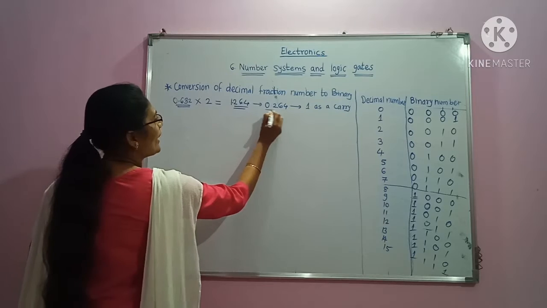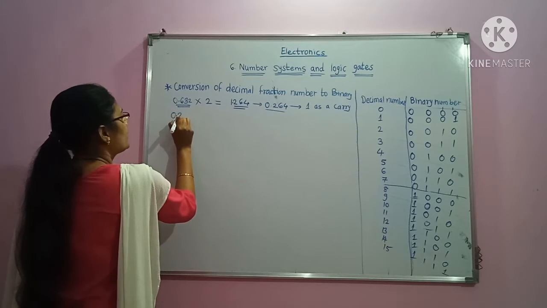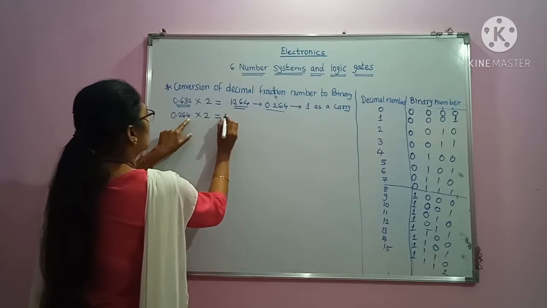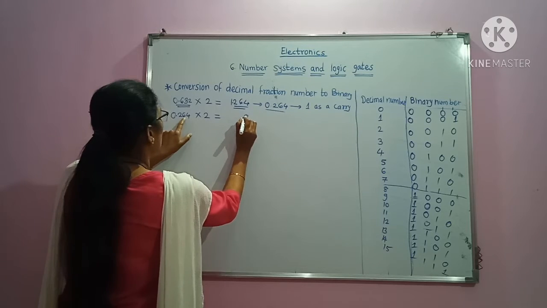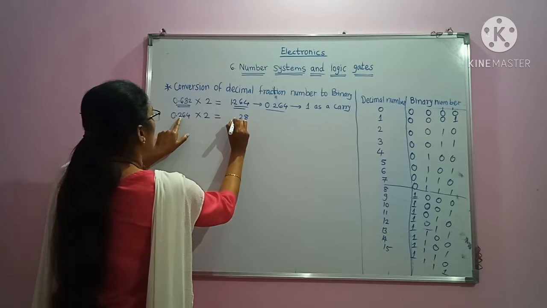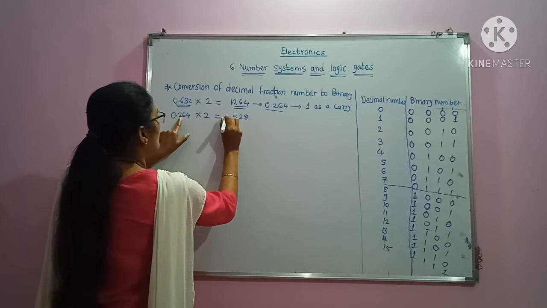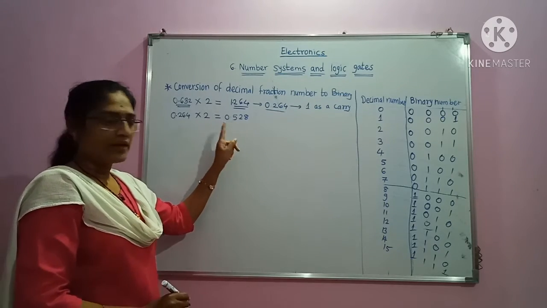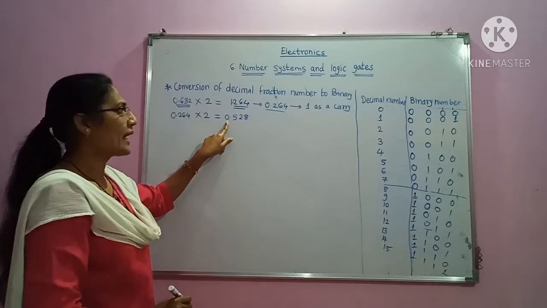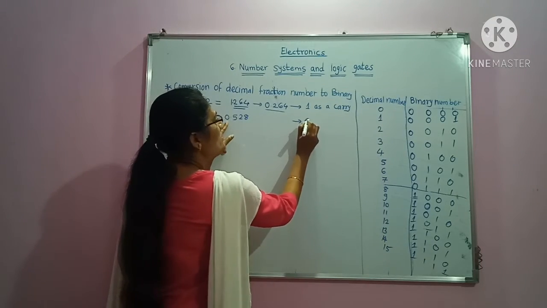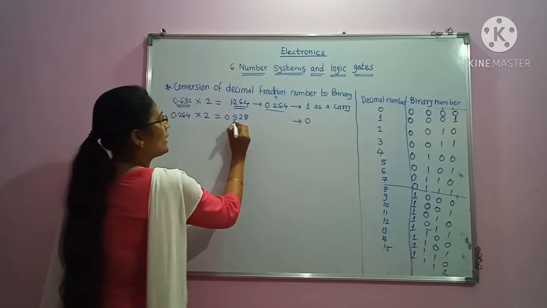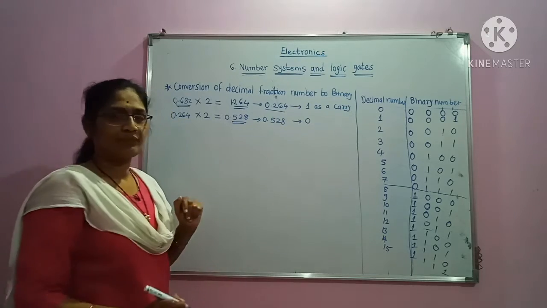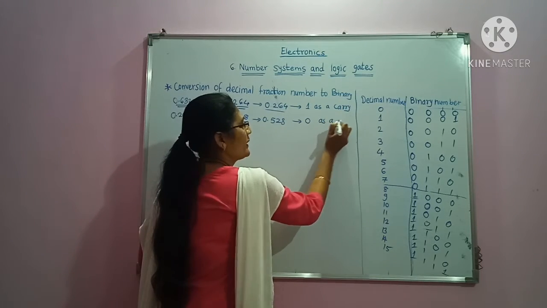Now we have obtained this fraction. So I have to write here this fraction. Again I have to multiply it with 2. So I have obtained this number or this fraction. Here there is no carry. Carry is 0. And the fraction part is 0.528.